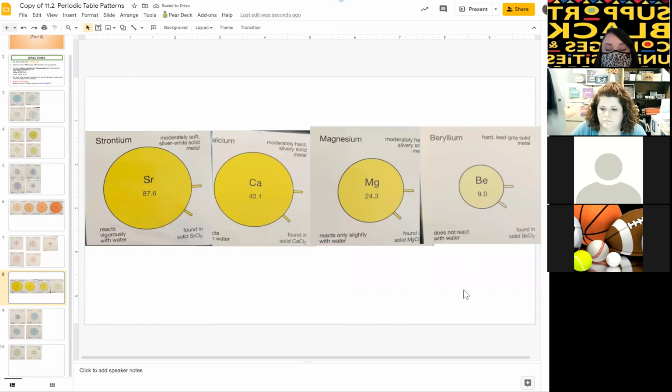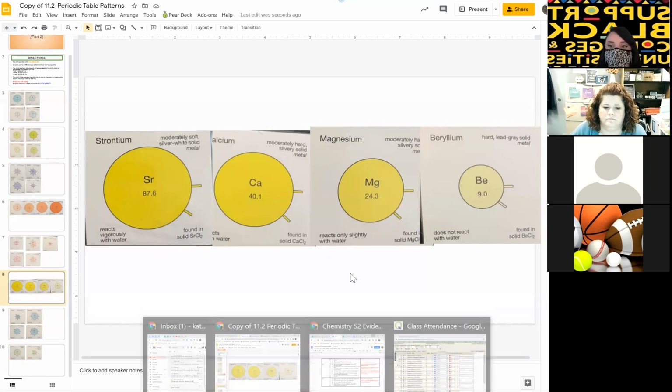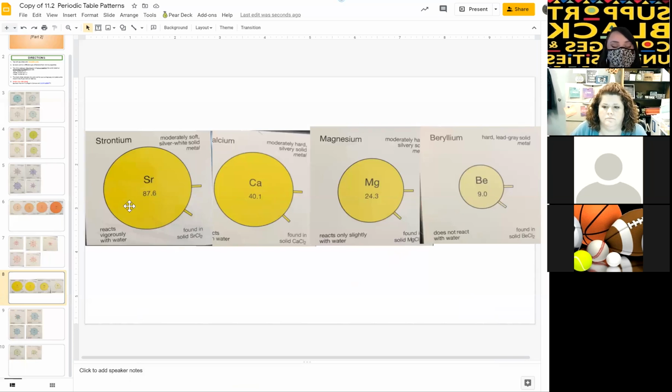Right. So if I look at it this way, I can see what we just did. The atomic weight is getting smaller. So strontium is the heaviest atom here, then calcium, then magnesium, and then beryllium. And remember, the size of the circle represents what again? The outer rings. So how big the atom is, right? So strontium has the most rings and is the biggest. Beryllium has the fewest rings and is the smallest.